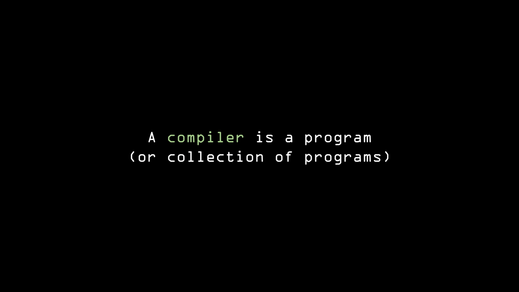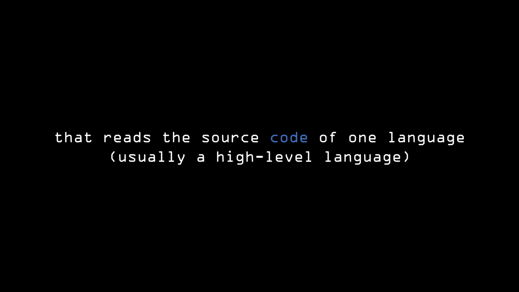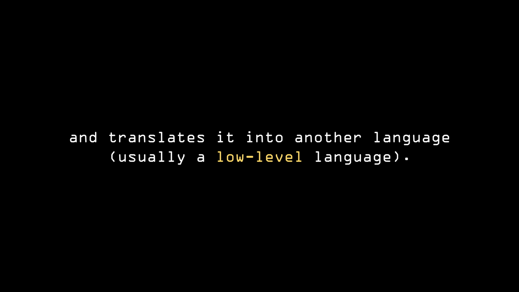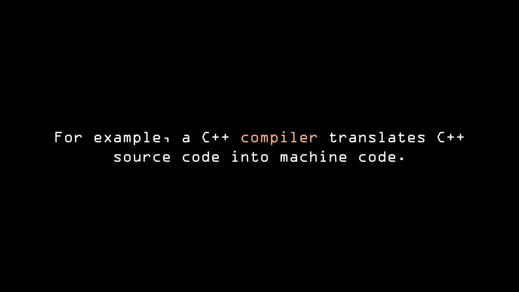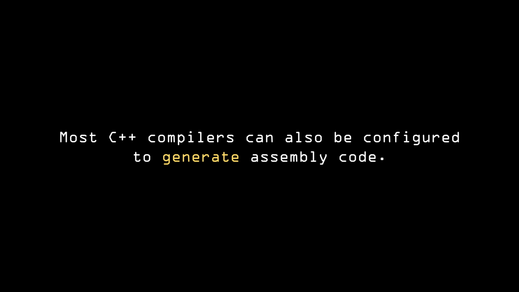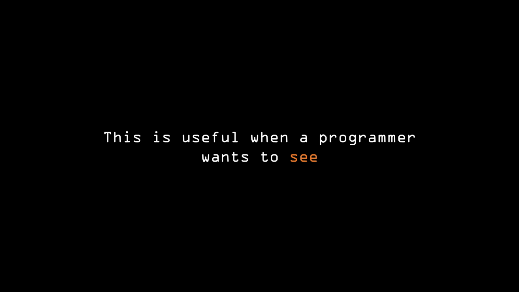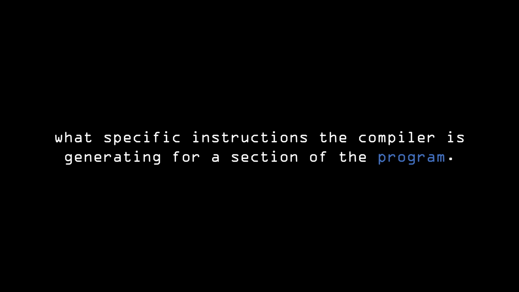A compiler is a program or collection of programs that reads the source code of one language, usually a high-level language, and translates it into another language, usually a low-level language. For example, a C++ compiler translates C++ source code into machine code. Most C++ compilers can also be configured to generate assembly code. This is useful when a programmer wants to see what specific instructions the compiler is generating for a section of the program.